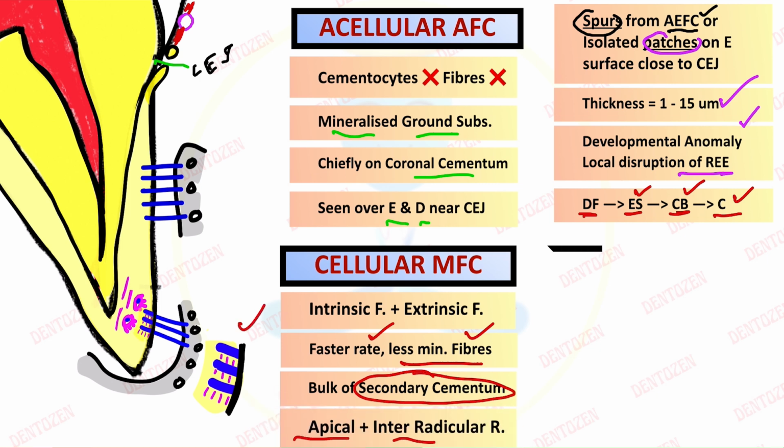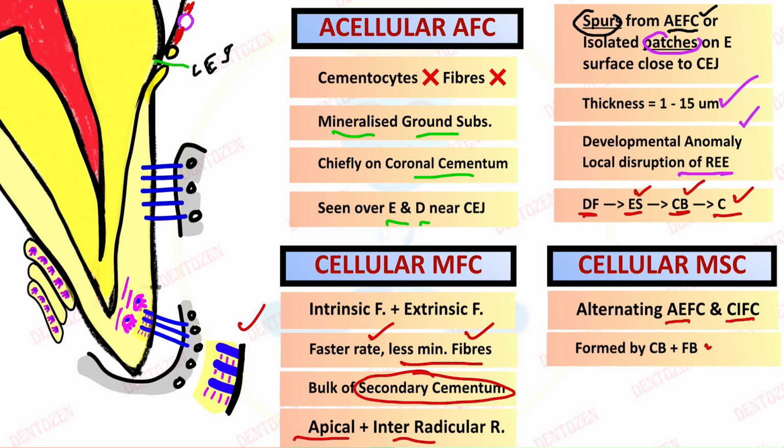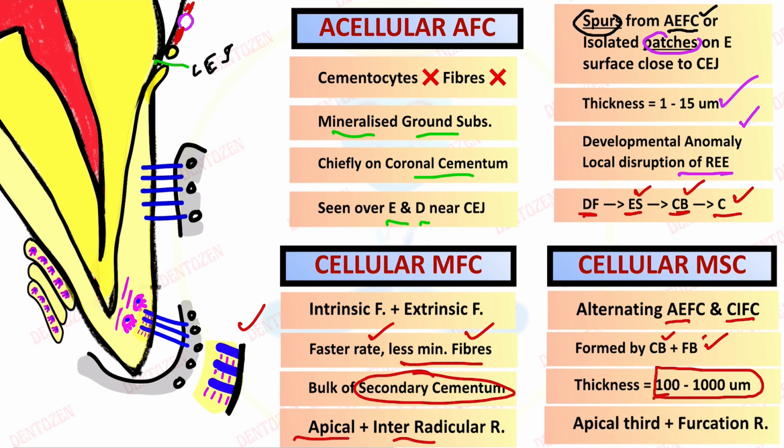Then the last type, cellular mixed stratified, as the word says, stratified. So there are alternating layers of acellular extrinsic fiber and cellular intrinsic fiber cementum. They are formed by both cells, cementoblast and fibroblast. Their thickness is about 100 to 1000 microns. It is seen in the apical third and furcation regions, that is where the roots divide.